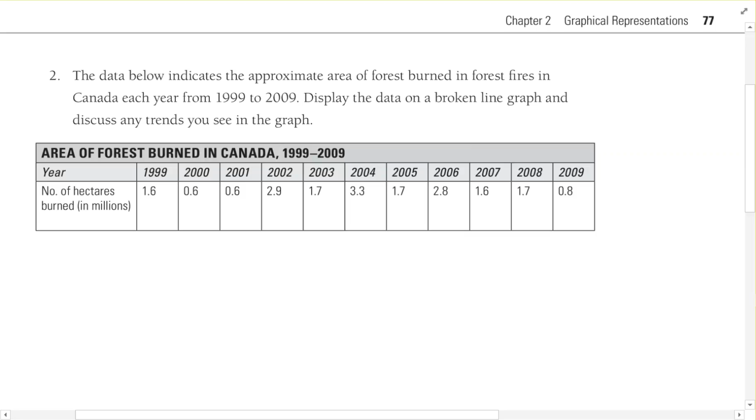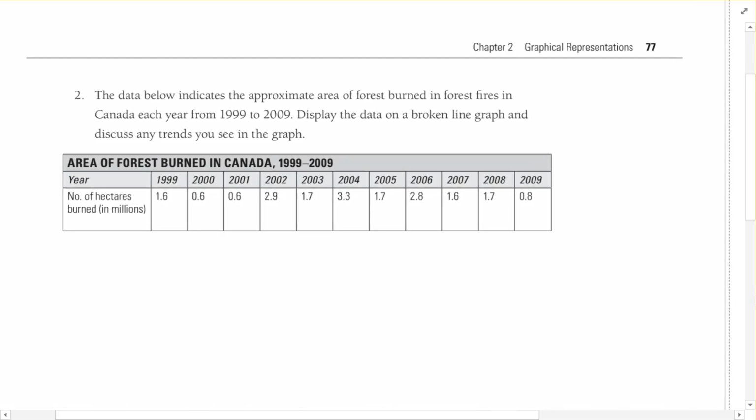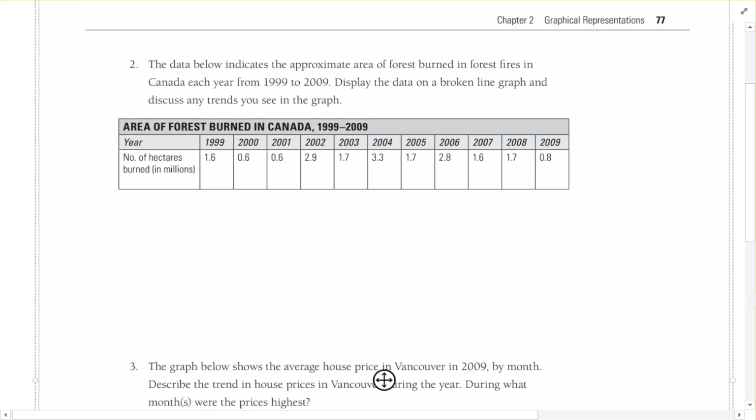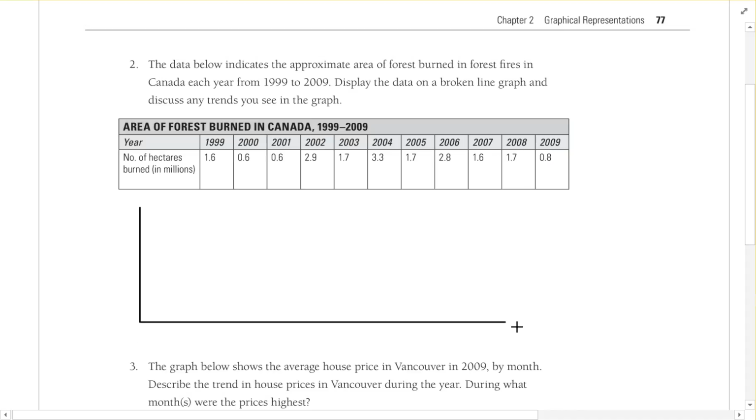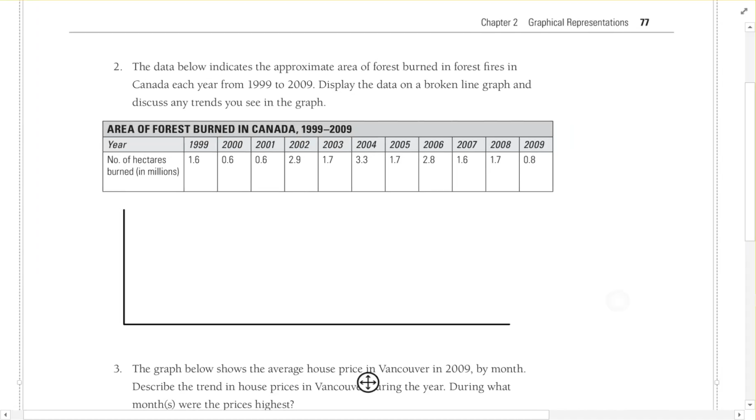Okay, so take a look at that, and then what you're going to need to do is make a graph. Use a ruler again, like I said. You can use graph paper too. I have some at the back of the class there. So go ahead and make a graph of that, and then discuss any trends you see in the graph. So whether it's going up or down, or slowly up or slowly down, or whatever you think.